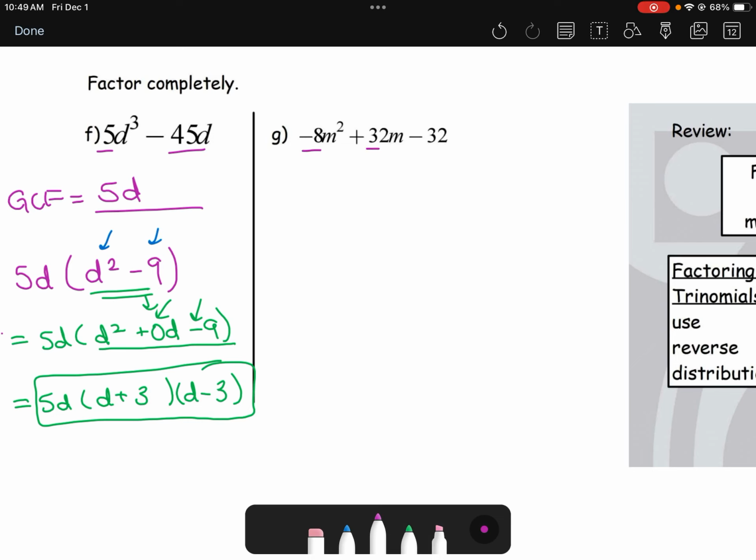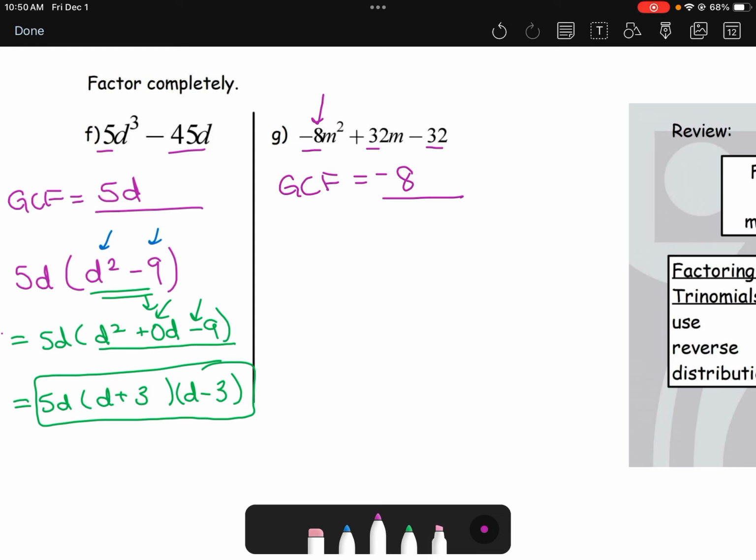Okay, last one. So I have 8, 32, 32. Well, we definitely have a GCF here. Can 8 go into 32? It sure can. So we know 8 is our GCF. Now what I'm going to do here is going to be a little bit different. See how my leading coefficient is negative? We don't want that. So I'm going to take that negative 8 out.